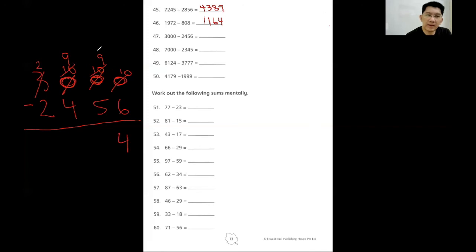So 9 left here. 9 minus 5 is 4. Next, 9 minus 4, this group now, 9 minus 4 is 5. And finally, 2 minus 2, it's nothing, 0. So I don't have to write the 0 here. So that's the answer for number 47, 544.